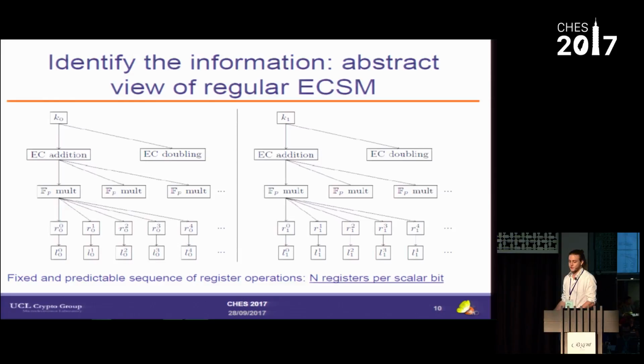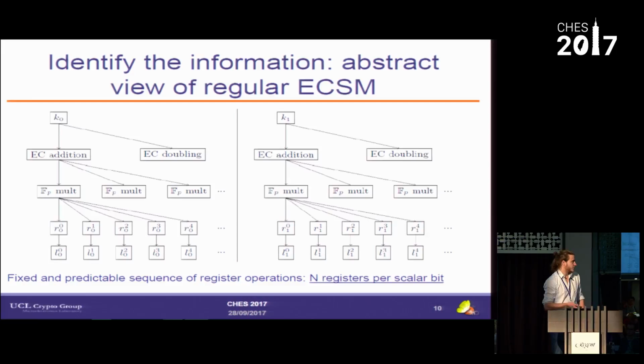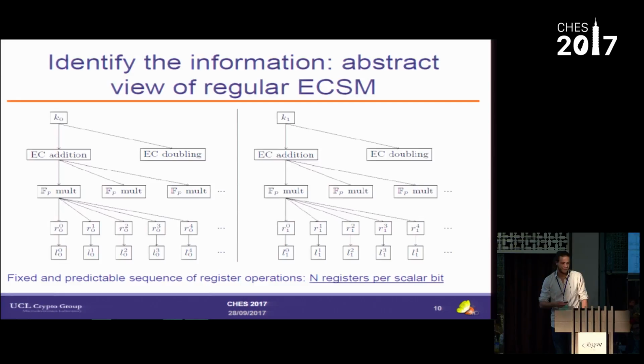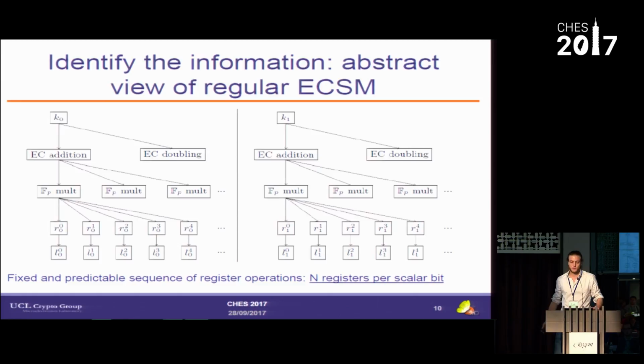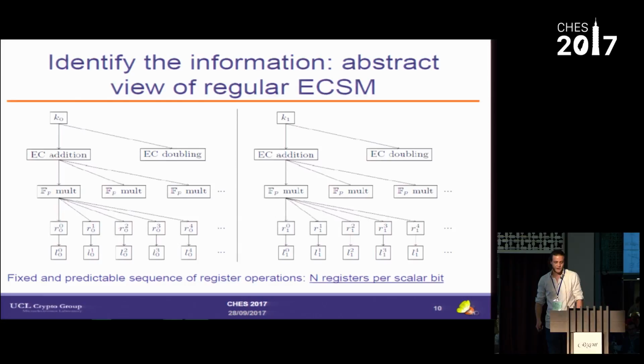And in this work, we consider a constant time, regular scalar multiplication algorithm, where the full algorithm can be seen as a fixed and predictable sequence of register operations. So from now on, we see the full scalar multiplication as just a sequence of register operations. And for each of these registers, we have an associated side-channel leakage. And we assume that we have n registers per scalar bit.